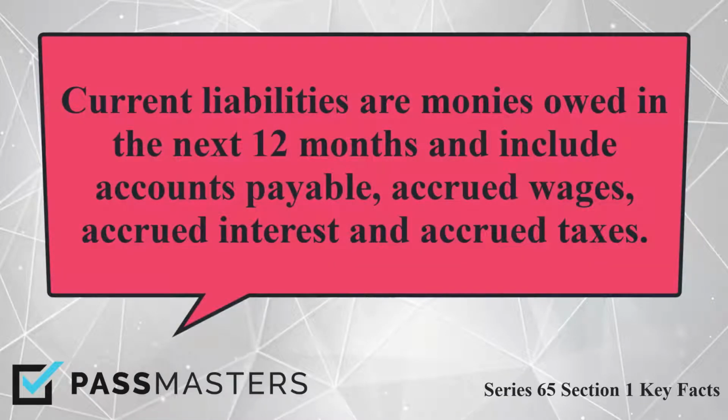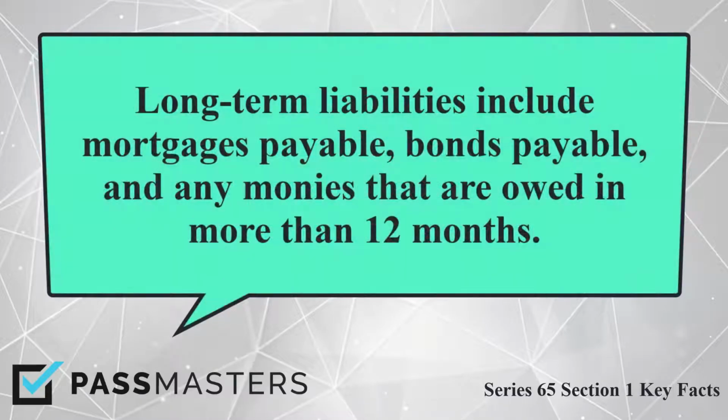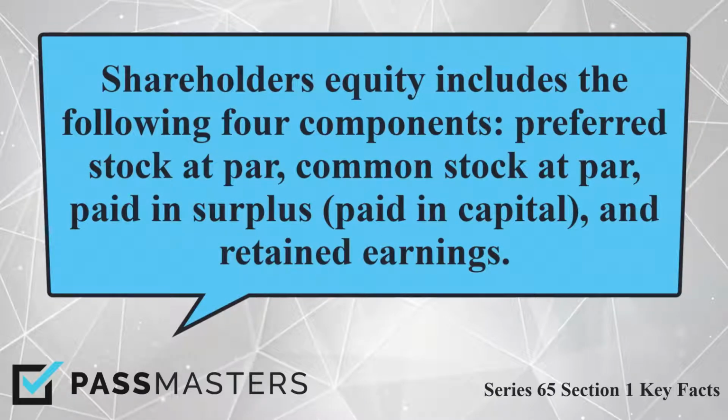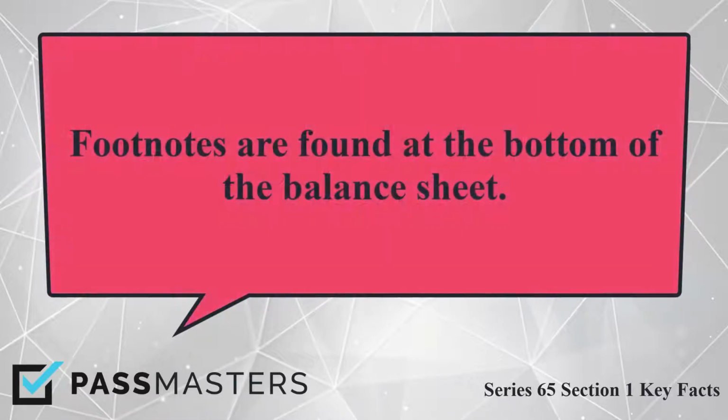Current liabilities are monies owed in the next 12 months and include accounts payable, accrued wages, accrued interest, and accrued taxes. Long-term liabilities include mortgages payable, bonds payable, and any monies that are owed in more than 12 months. Shareholders' equity includes the following 4 components: preferred stock at par, common stock at par, paid in surplus, and retained earnings. Footnotes are found at the bottom of the balance sheet.